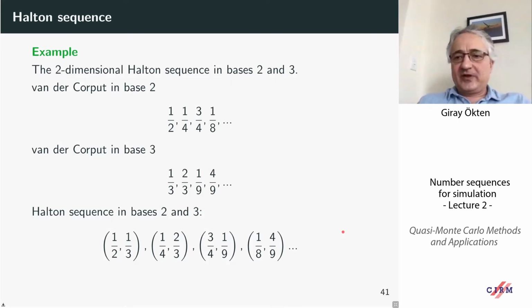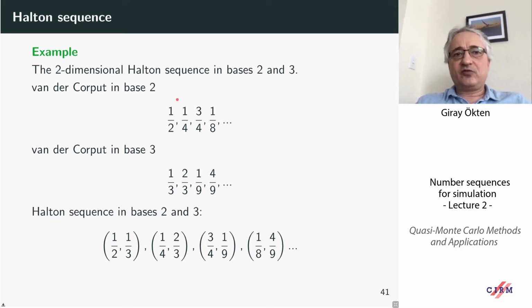Hello again. Welcome to the second lecture. At the end of the first lecture, we talked about the van der Corput sequence, and then we learned about how we can couple different van der Corput sequences together to obtain higher dimensional sequences, and those are called Halton sequences. And here's an example.